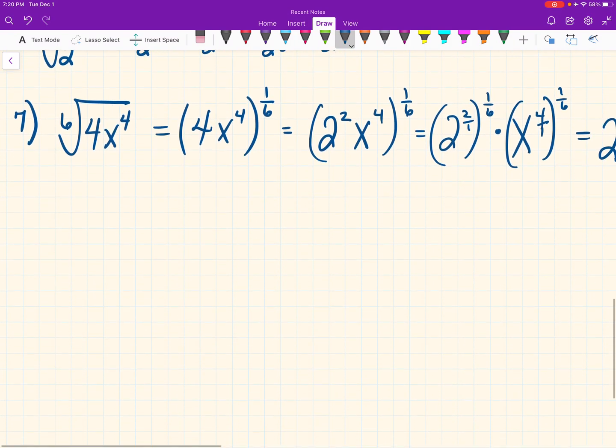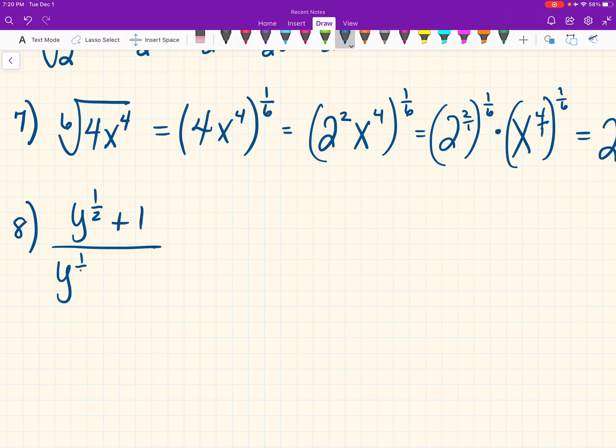All right, number 8 is pretty tough. We have y to the 1/2 plus 1 over y to the 1/2 minus 1. See this? And some of you might need to do this. If this gets a little confusing, you might need to do this. This really means this. And so this goes back to the last lesson. We need a conjugate.